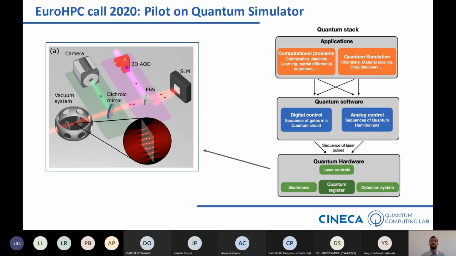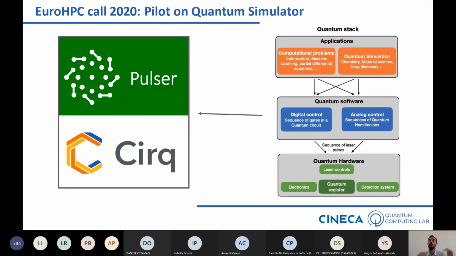At the lowest level we have the quantum hardware. In the case of this project, it is going to be the Pascal hardware, so it's going to be about quantum registers. We have atoms inside this vacuum chamber, laser controls to manipulate the state of the system and also to trap it inside the vacuum chamber, and we also have detection to measure the qubits. This is the hardware part.